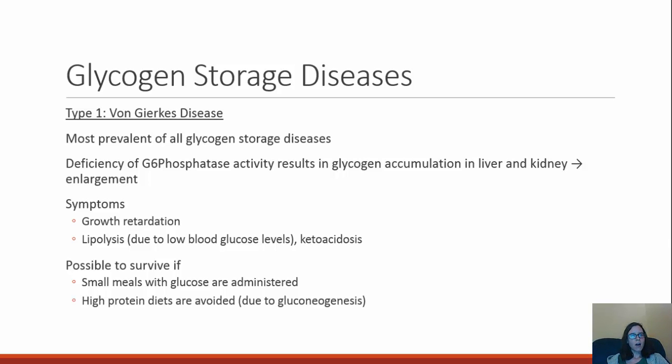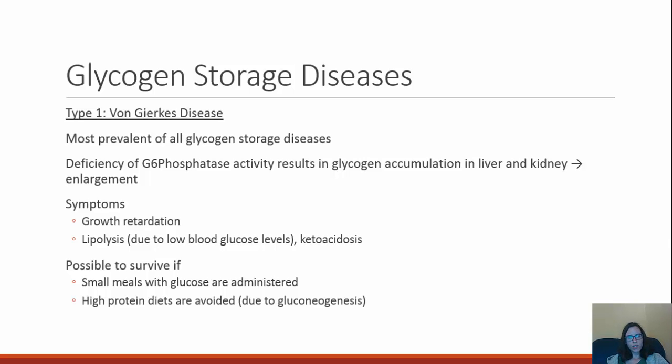So the symptoms of this type 1 von Gierke's disease are growth retardation, okay, which makes a lot of sense because we're not able to utilize glucose when we need it by breaking down glycogen, and also lipolysis and ketoacidosis. And that's because we don't have enough glucose in our circulating blood glucose because we can't break down liver glycogen.